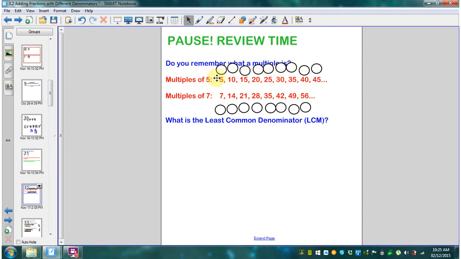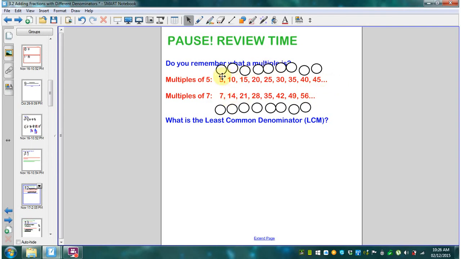So multiples of 5 goes up by 5s every time. Multiples of 7 goes up by 7 every time. So now, the trick for adding fractions and finding common denominators is to find the least common denominator. So common means it has to be found in this list, and common means it has to be found in this list. So it has to be found in both lists.